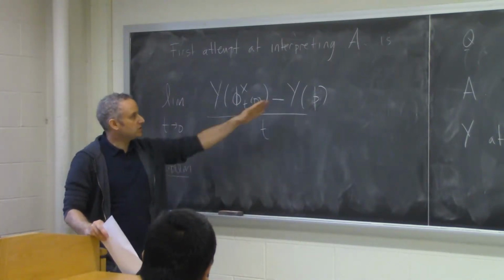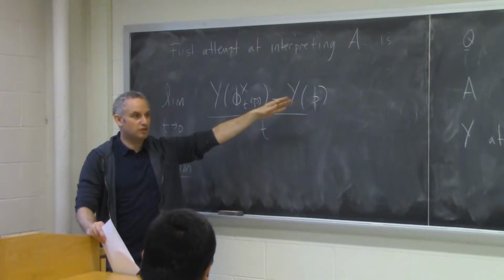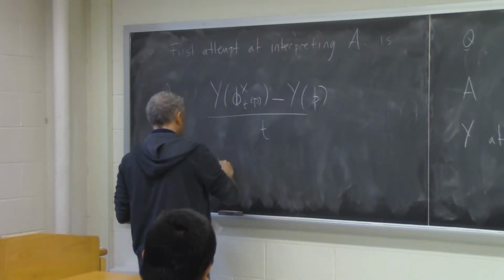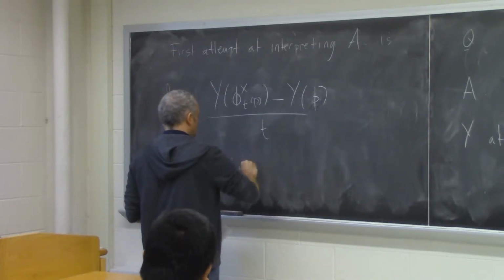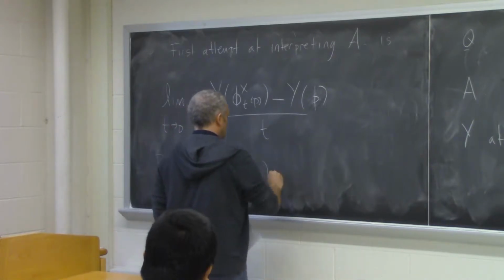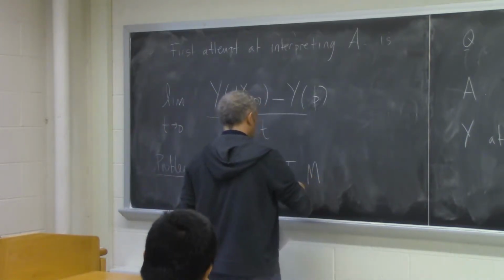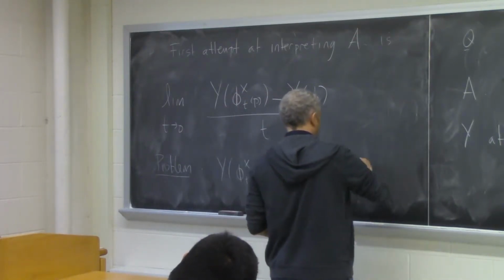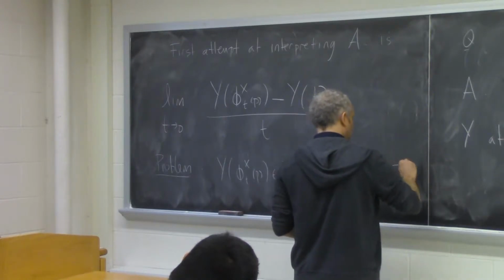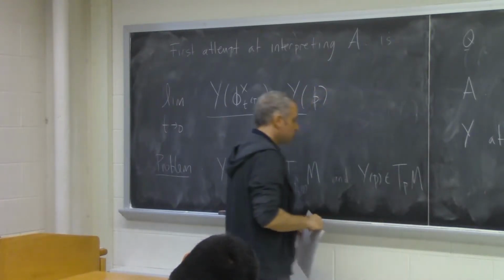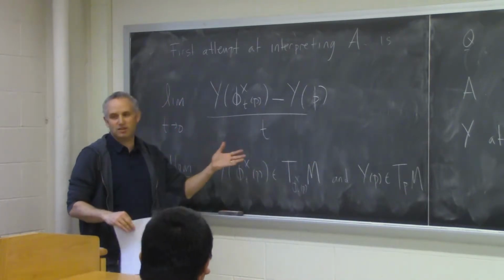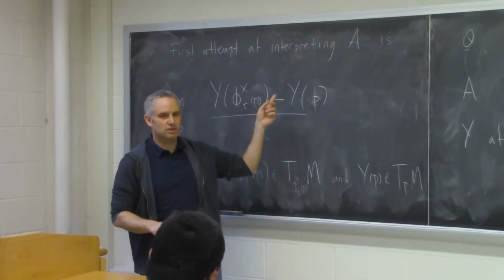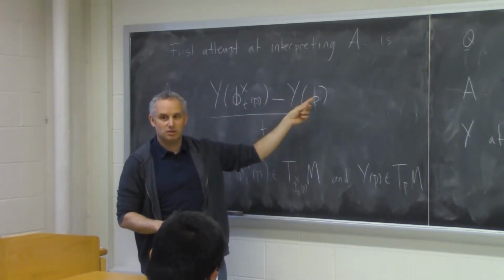What's wrong here? These two objects belong to two different vector spaces, right? So the problem is that y at phi x t of p belongs to the tangent space to M at phi x t of p. And y of p belongs to the tangent space to M at p. And those are two different vector spaces. So you can't subtract something from here and something from here. So that doesn't make sense. Does that make sense? All right.